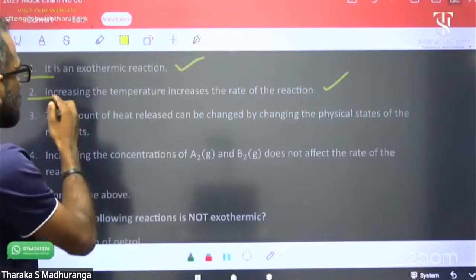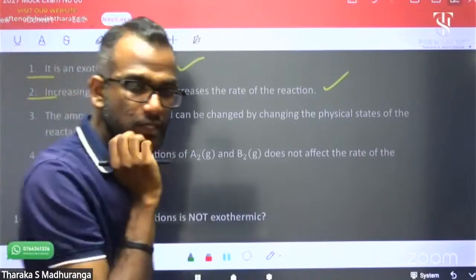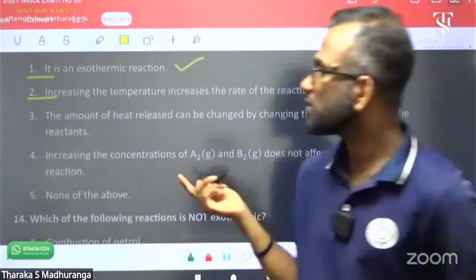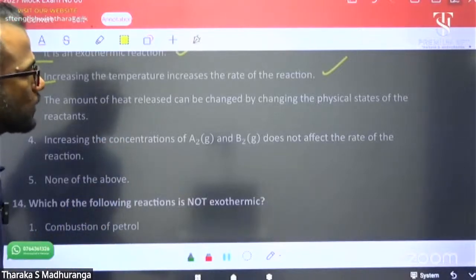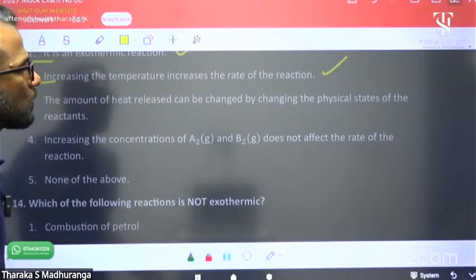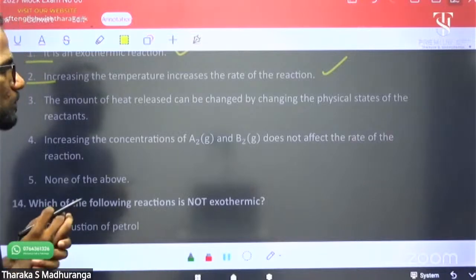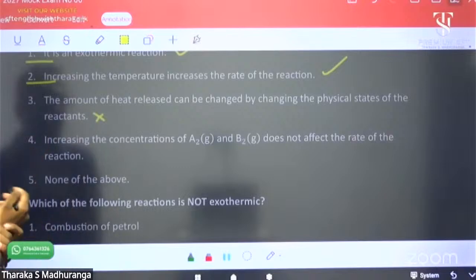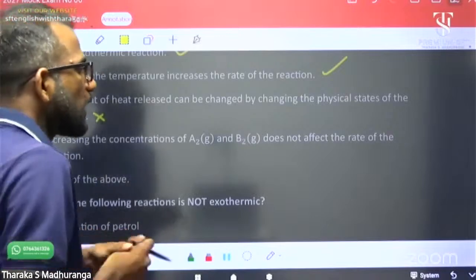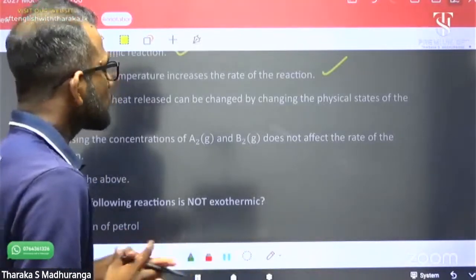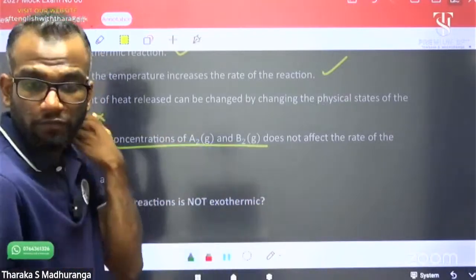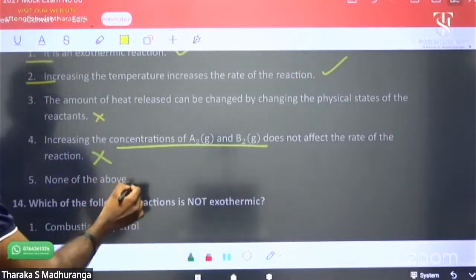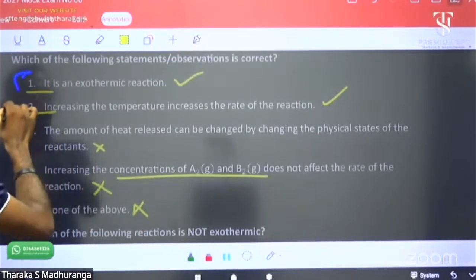The temperature effect on the rate of chemical reaction we will discuss in the next lesson, don't worry. The amount of heat released can be changed by changing the physical state of the reactants? No, the physical state is not related to heat change. Increase in the concentration of A2 and B2 does not affect the rate of reaction? It does affect it. The reactant concentration is the main factor affecting the rate of chemical reaction. Answer number 1 and 2 both correct.